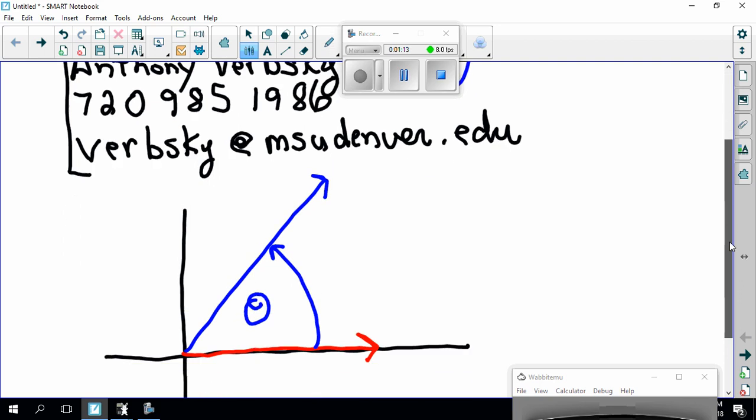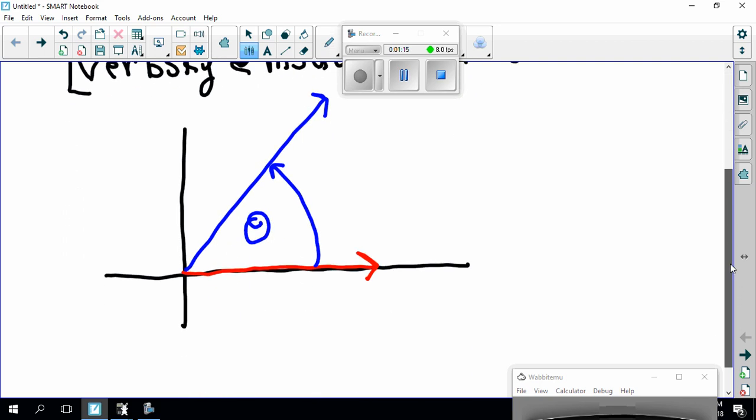Well, anyway, let's get started here. So basically, angles in math class are measured off the positive x-axis, called the initial side, labeled in red, and then you turn and burn counterclockwise, and this is called the terminal side.